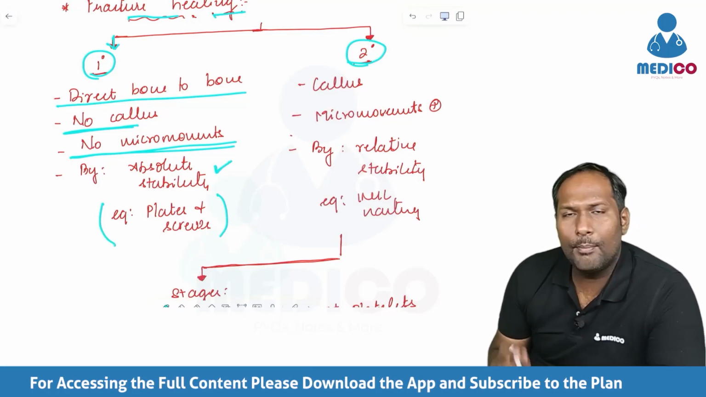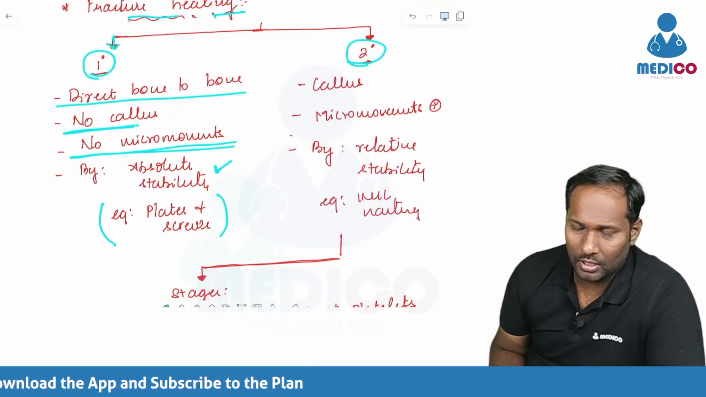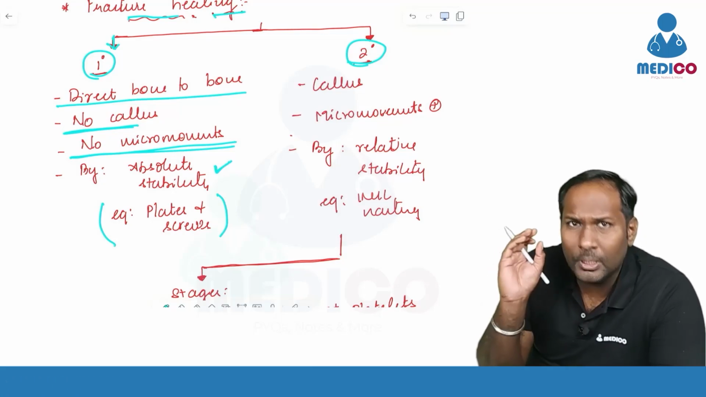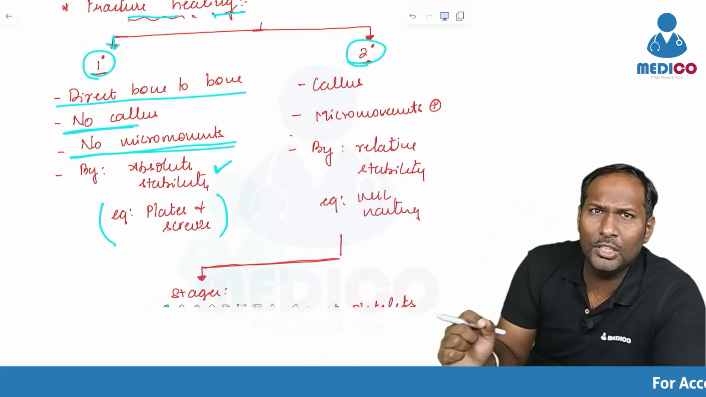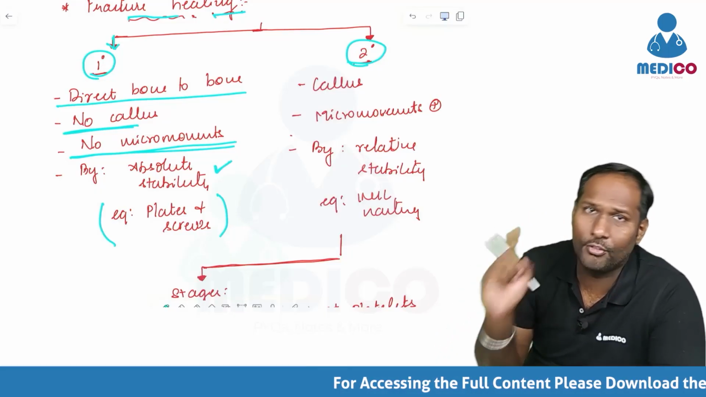Typical example for an absolute stability device is plates and screws. Okay, so for that question, I guess you'll understand the concept now. We are using plates and screws. There is no gap between the fracture site. We have given absolute stability. So the answer is primary healing via Haversian remodeling.